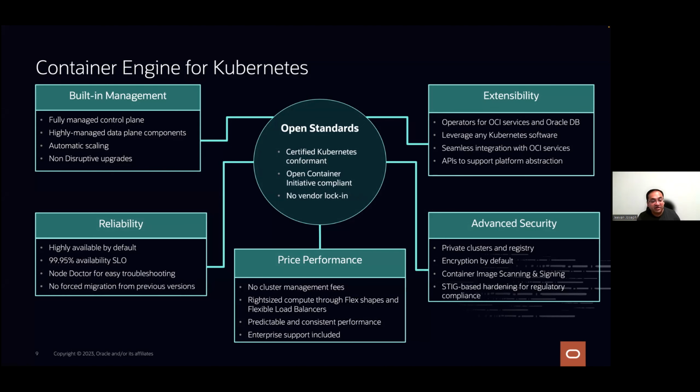Like all managed Kubernetes products, we have a fully managed control plane. We also do highly managed data plane components. We support all the standard Kubernetes auto scaling features and other capabilities. Now, all of this is delivered on top of OCI's innovative compute, right? So, the things that set us apart are things like flexible compute, right?